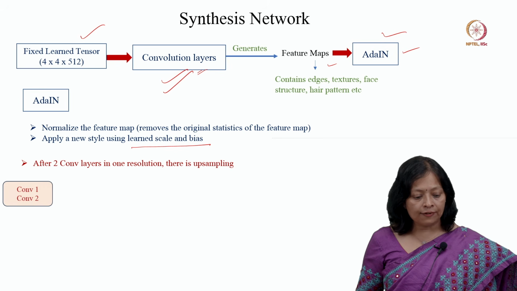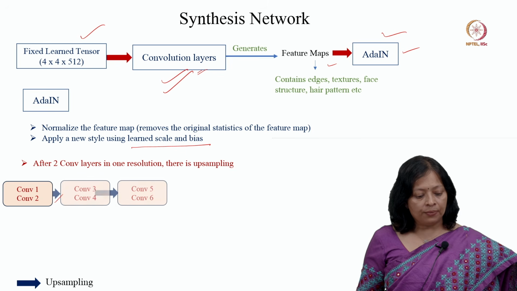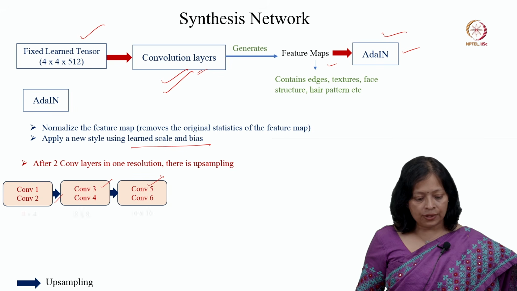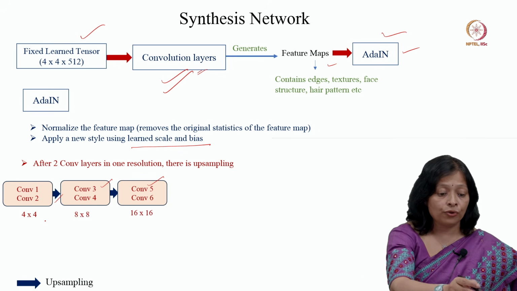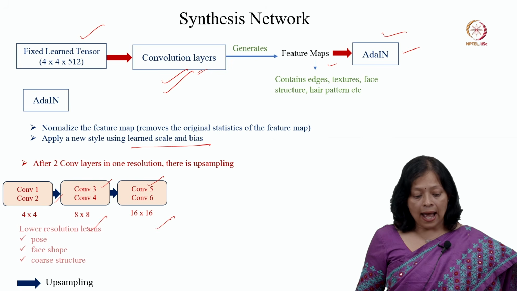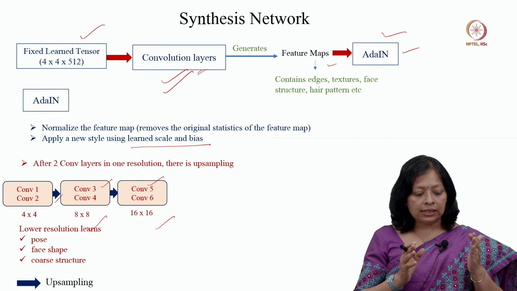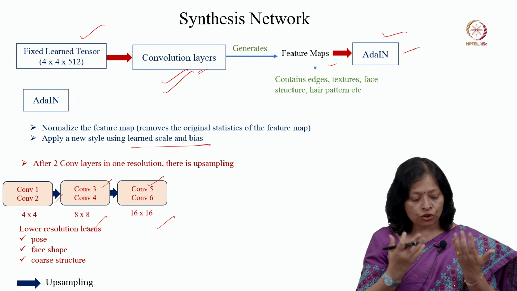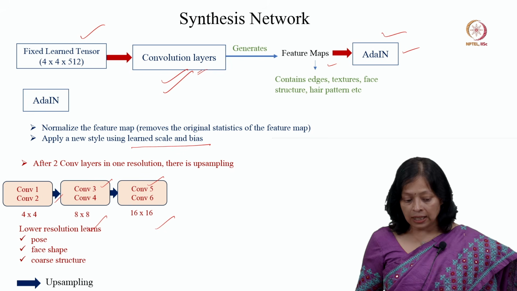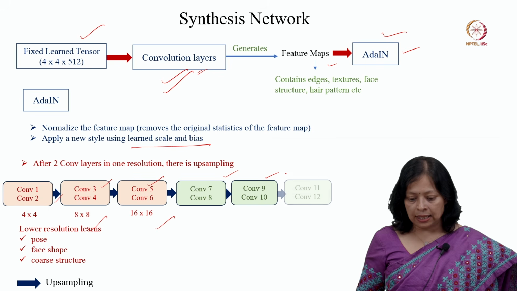Let us have a look. Suppose we have convolution layers 1 and 2, then upsampling, and then 3 and 4, then 5 and 6. If we see the resolutions, it starts from 4 cross 4, then after 2 convolutions it goes to 8 cross 8, then 16 cross 16. These are the low resolution parts, which learn the pose, the face shape, the coarse structures, the edges, and the pose of the face, everything. And then again it gets upsampled, with convolutions 7, 8, 9, 10, 11, 12.